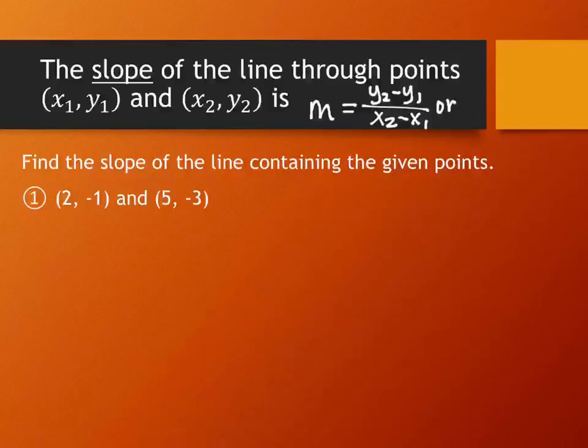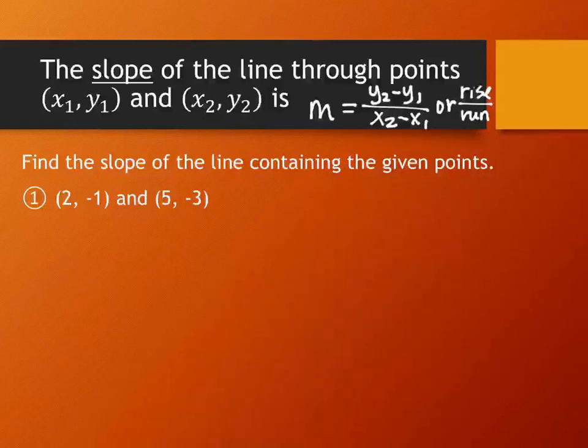Or another way that sometimes people think about it, from a picture point of view, maybe a little bit more, is they think of it as rise over run. How far up and down is the rise, over how far left and right is the run. So we're going to take 3 different sets of points, and we're going to find the slope when we calculate it given 2 points on a line.